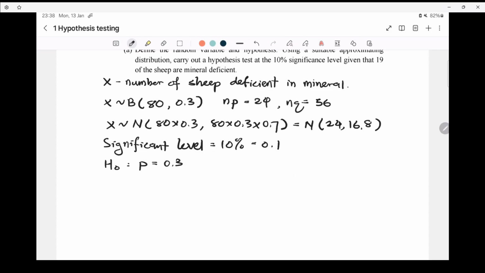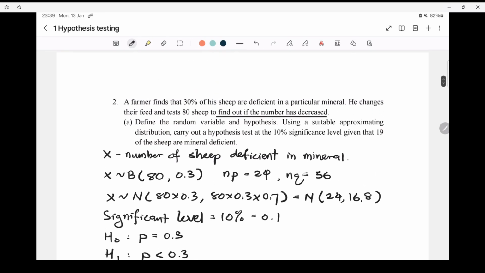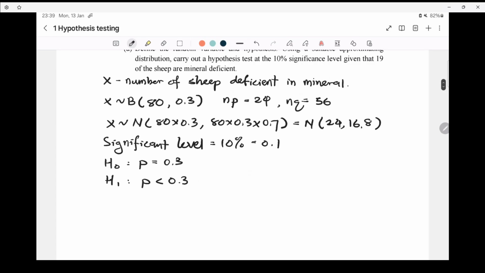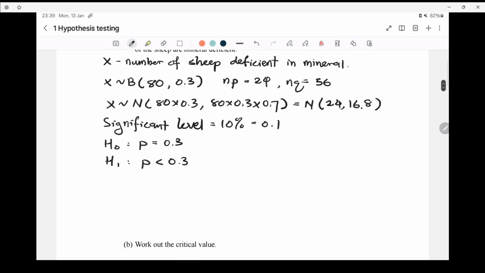So always remember your null hypothesis is equal sign, and then your alternative hypothesis is the direction that you want to test. So your null hypothesis will be P equals to 0.3. H1 will be P smaller than 0.3. So this is the one that you need to test. So alternative hypothesis always comes from the question. The direction will be given by the question if it is a one-tailed test. So now you can try to find this.